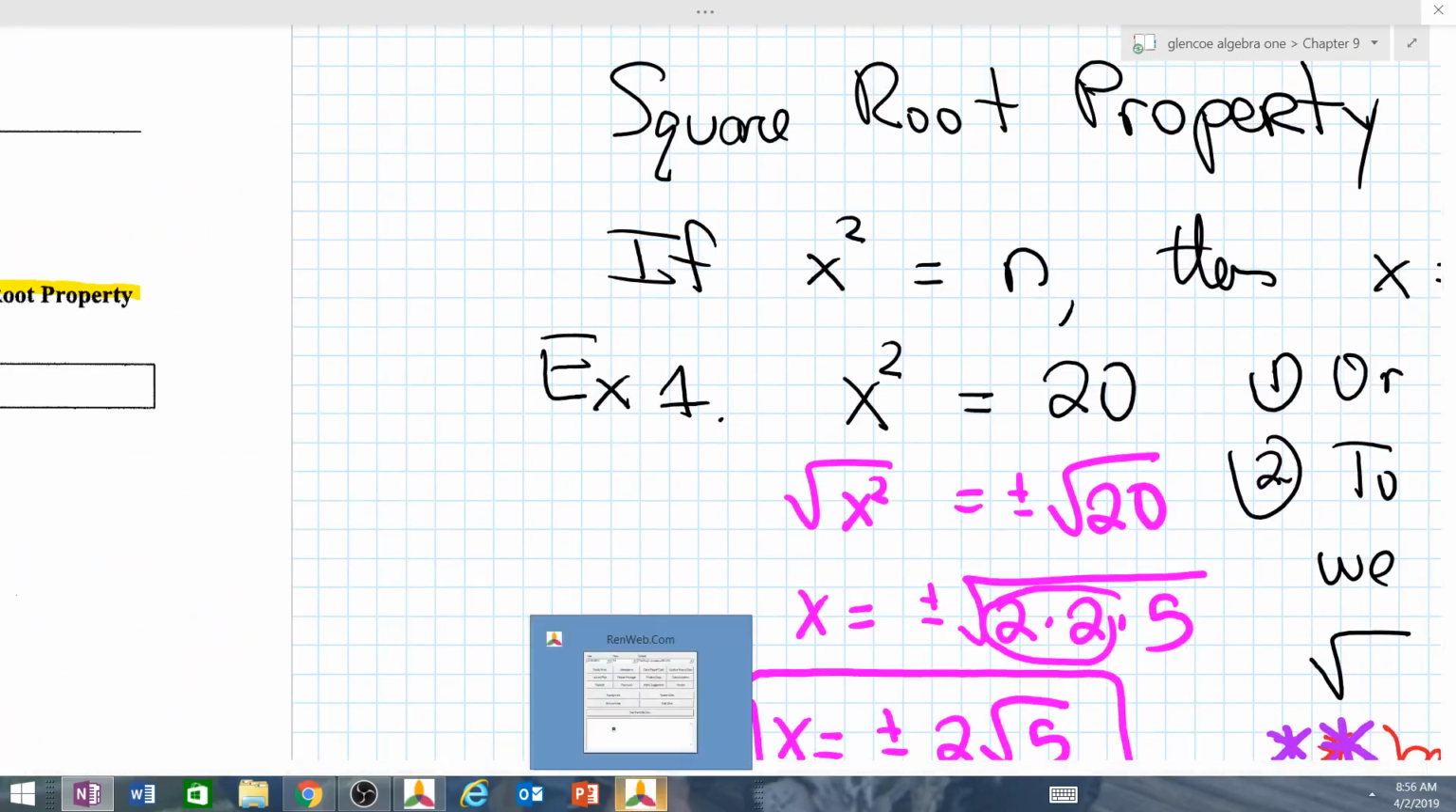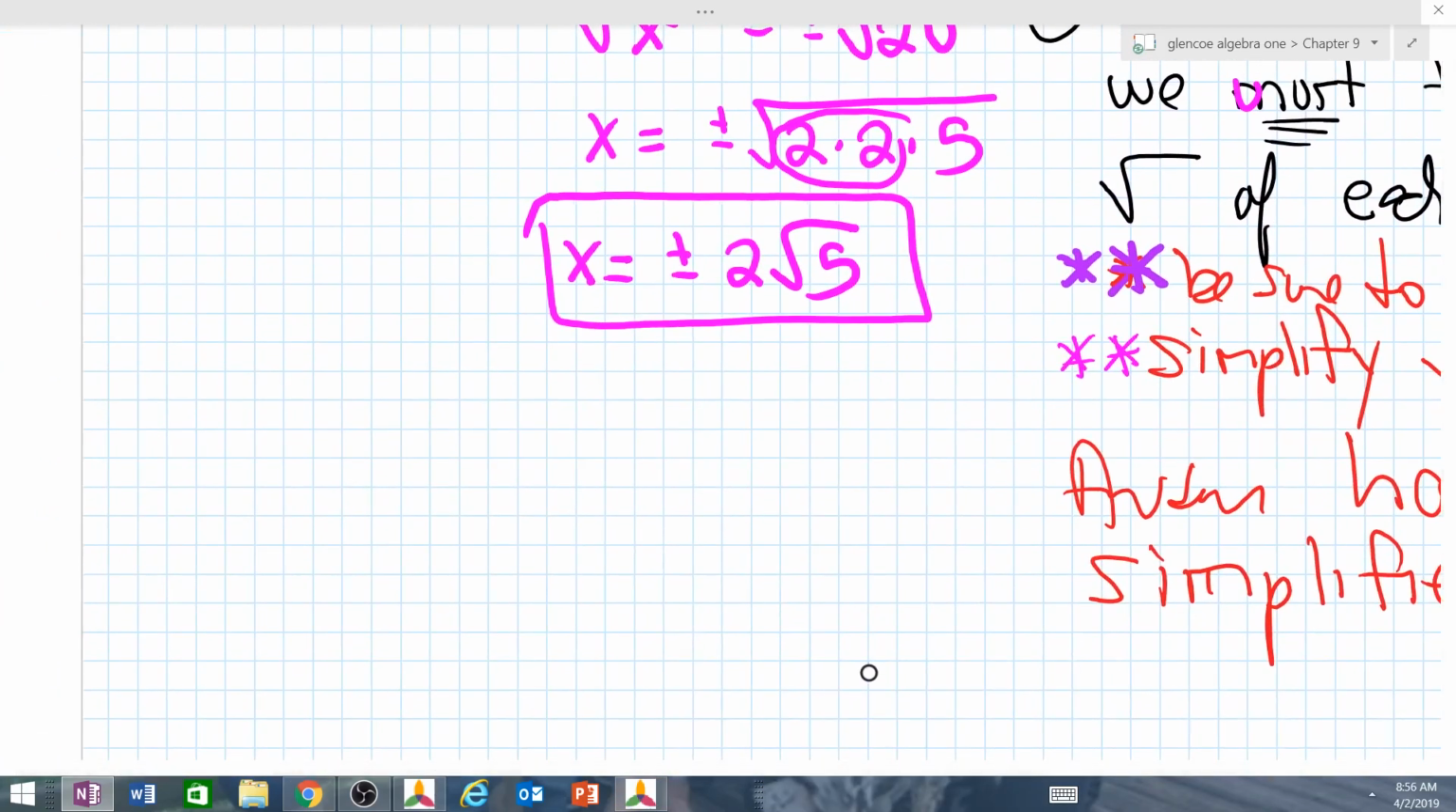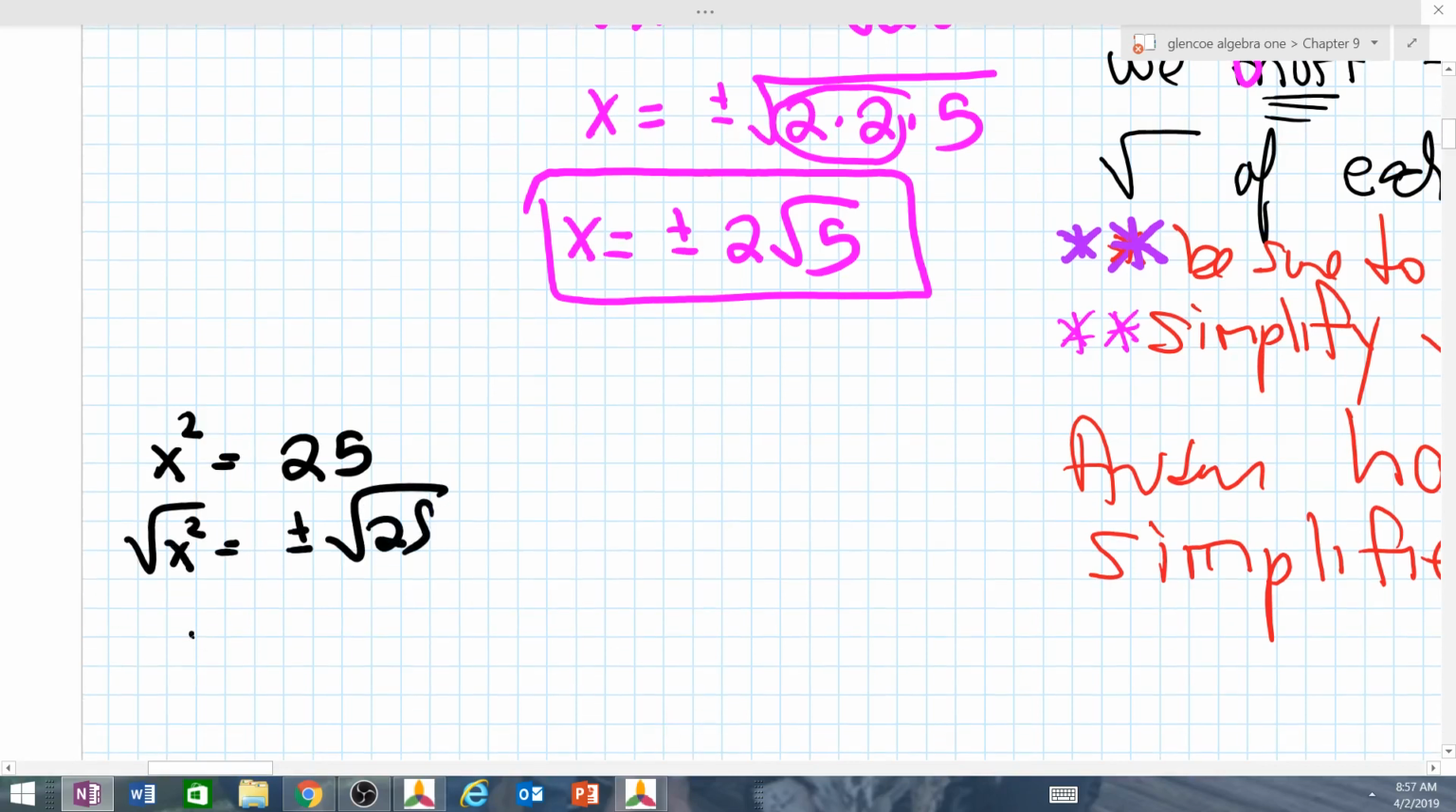Yes? Let's look at a really easy one here. A really easy one would be x squared equals 25. So what would I do to each side of the equation? Take the square root of each side. And what do I get for an answer? X equals plus and minus 5. Does anyone have a question? Yes? What is the plus and minus for? Do you agree that both 5 times 5 equals 25 and negative 5 times negative 5 equals 25?